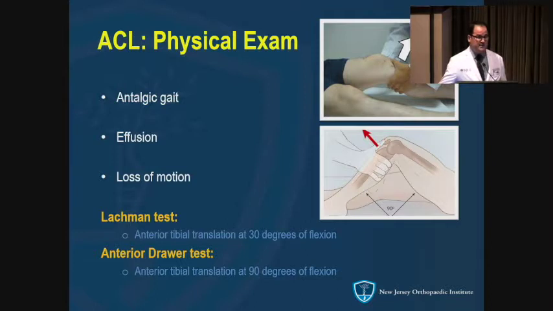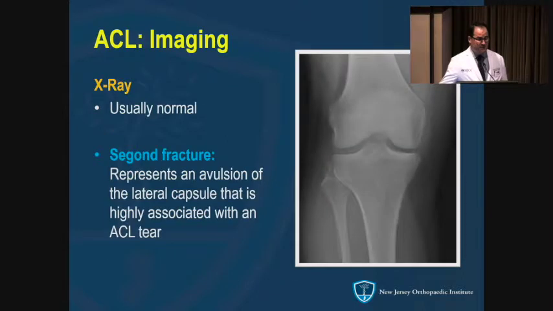And the anterior drawer is nice if you have a patient with a big leg, and we often encounter this in football players, linemen, where they have these huge legs. You put the knee at 90 degrees, and you can sit on their foot and use your hands to pull the tibia forward.